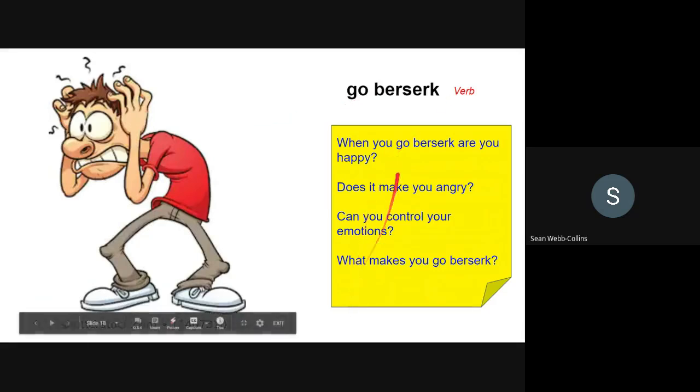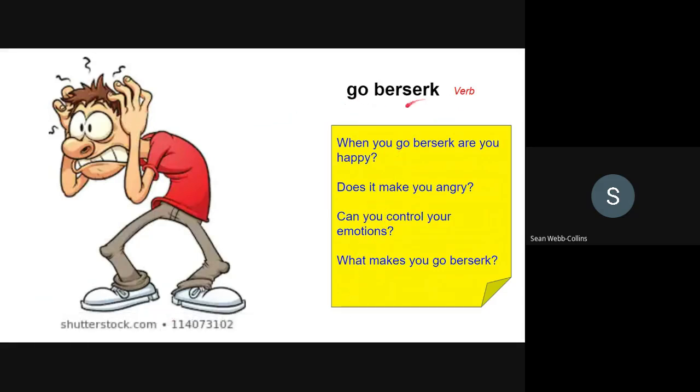Go berserk. When you go berserk, are you happy? Well, let's have a look at this picture. This picture describes going berserk. Is he happy? No. Does go berserk mean to make you angry? Yes. If you go berserk, you lose control of your emotions. So can you control your emotions? No, you can't control your emotions.